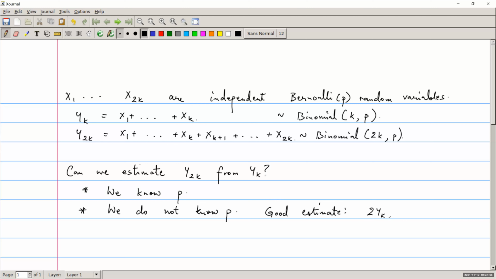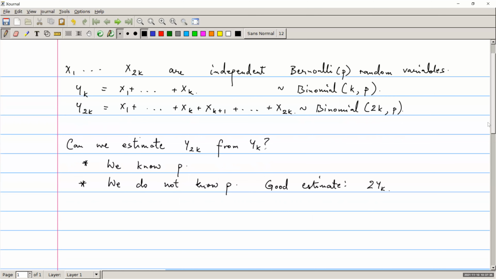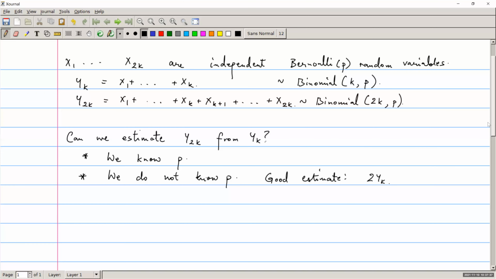When we know p, what would be a good estimate for Y2k? Are you asking for expectation? No. Right now, we are just going by what I'm asking you to guess. We'll formalize all of this. So, Stephanie, very good. So, np would be the expected value.